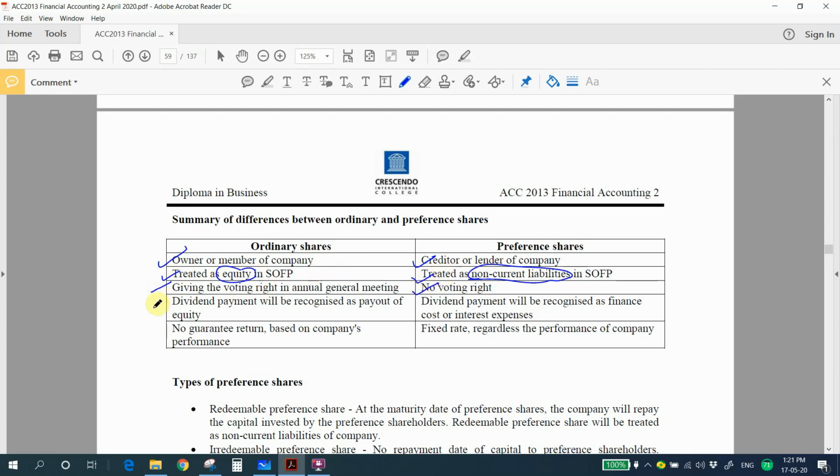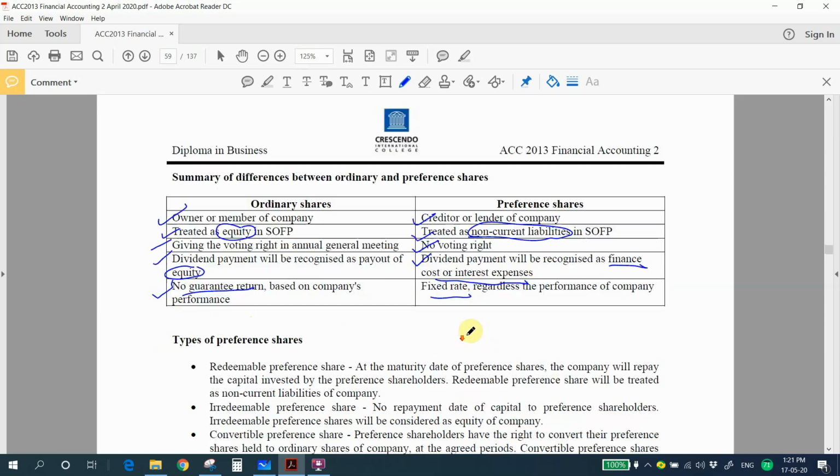Next one, ordinary share. Dividend payment will be treated as payout of equity. For preference share, dividend payment will be treated as finance cost or interest expenses. Next one, for ordinary share, no guaranteed return. Preference share, fixed rate return, regardless of the performance of the company.